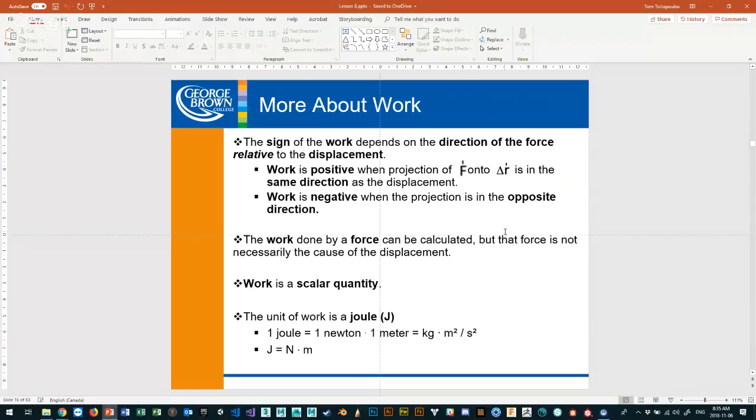So think about this. The unit of work is a joule. 1 joule is equal to 1 Newton times 1 meter, which is kilogram meter squared per second squared. So 1 joule is a Newton meter, so to speak. That's interesting. If you think about Newton's force, meter, distance, force over distance, that is what work is. Okay, work is force over distance, if you think about that. If there's no distance, there's no work.